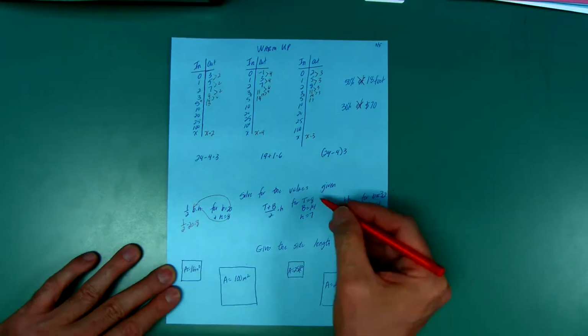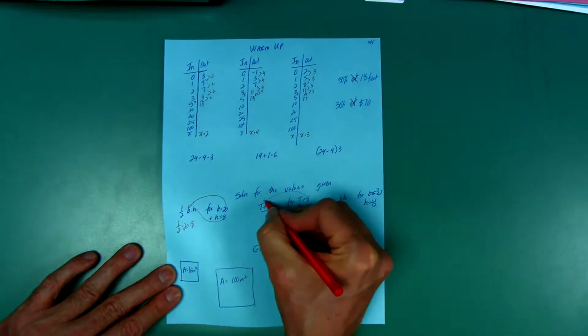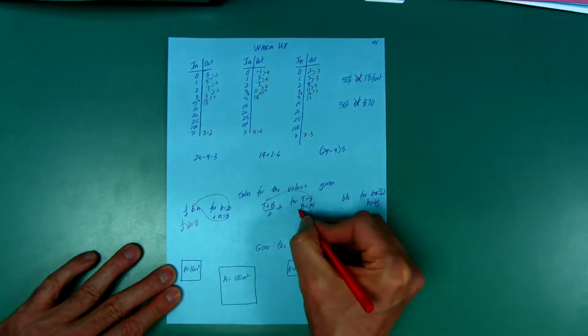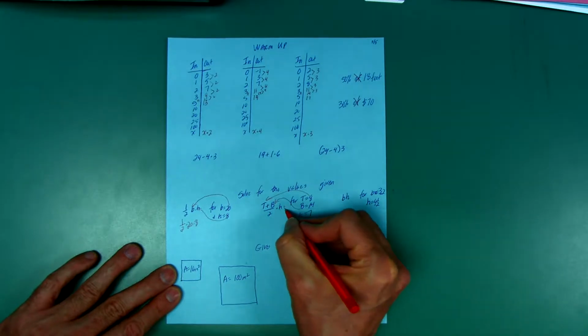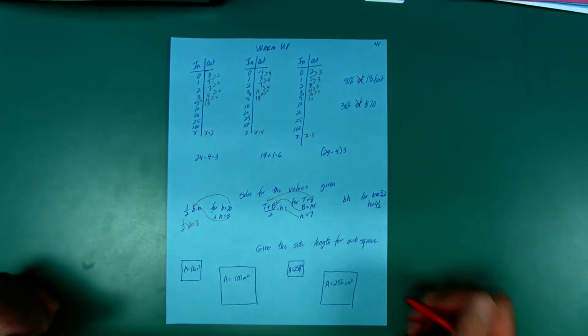Same idea here. If t equals 8, you're going to put an 8 in there. If the bottom equals 14, you'll put that. If the height is 7, you'll put a 7 in. Okay, and then figure it out. All right, see you in a bit.